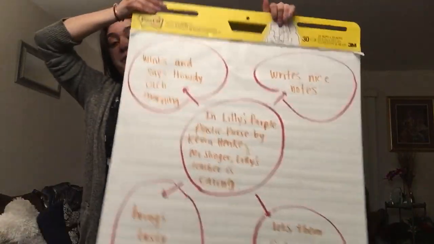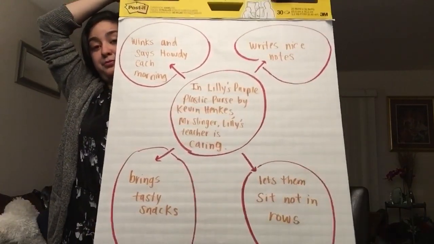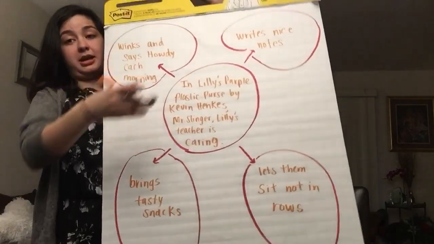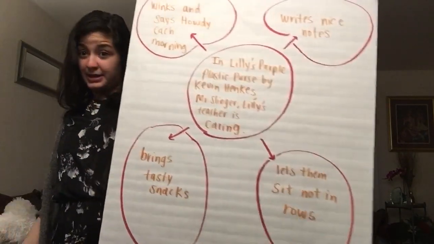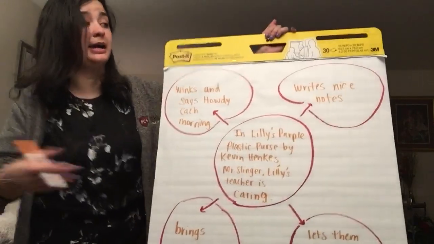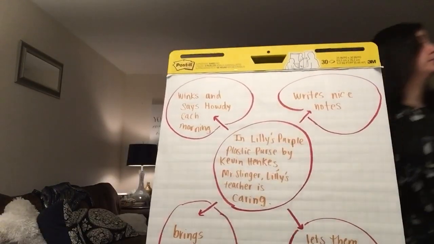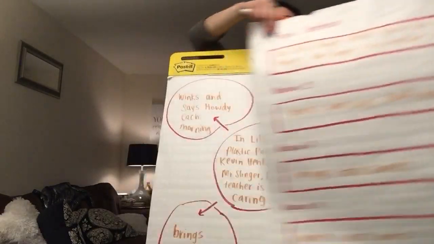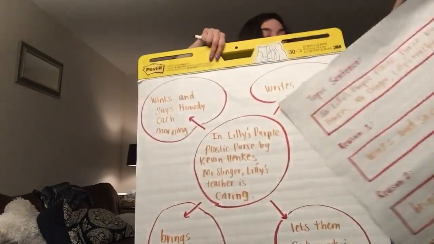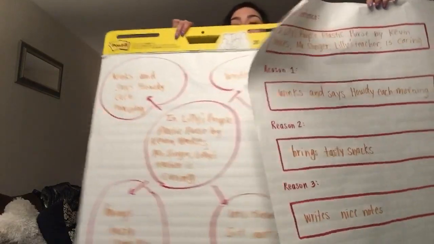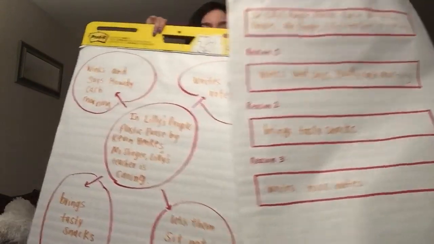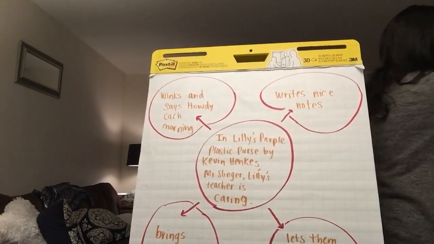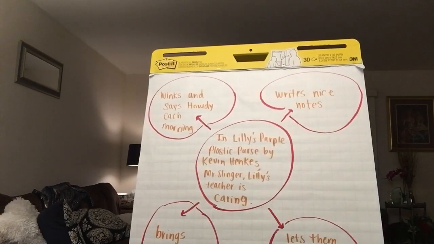Now I have my 4 reasons on my web that prove why I think Mr. Slinger is caring. Notice they are not incomplete sentences. They're short, they're sweet, and they prove why I think what I think. Same with my box and bullet. Let's see if I can hold both side by side. Now, whichever one you chose is fine because everyone learns and thinks differently, and that is perfectly okay.